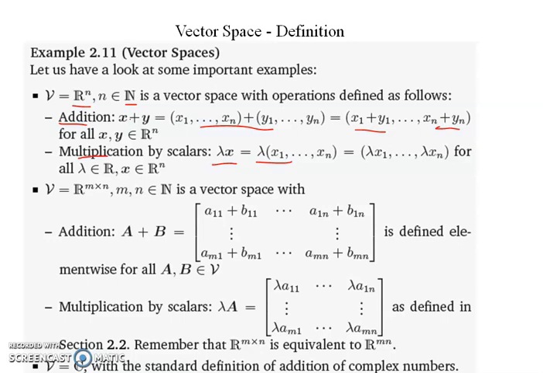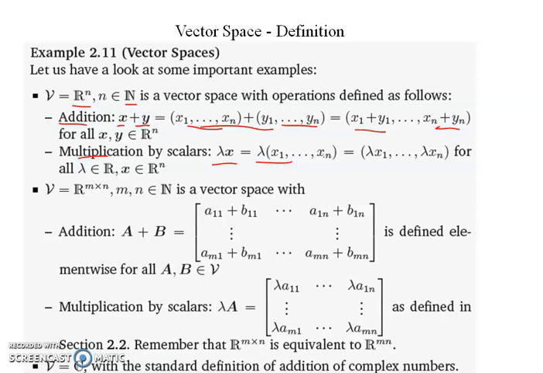So how can the addition be done? Two vectors are taken that belong to the set of n real numbers, and the addition will be x1 plus y1, etc., up to xn plus yn. So component wise addition of the vectors is being performed.